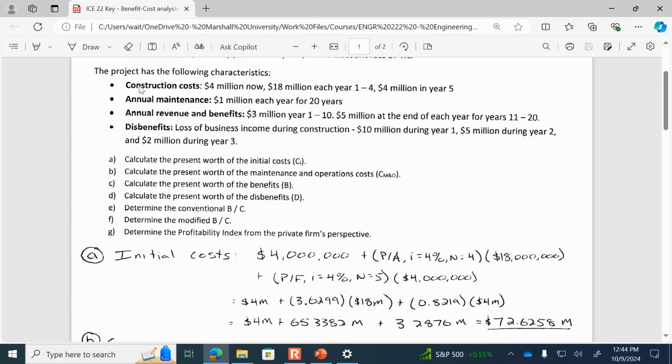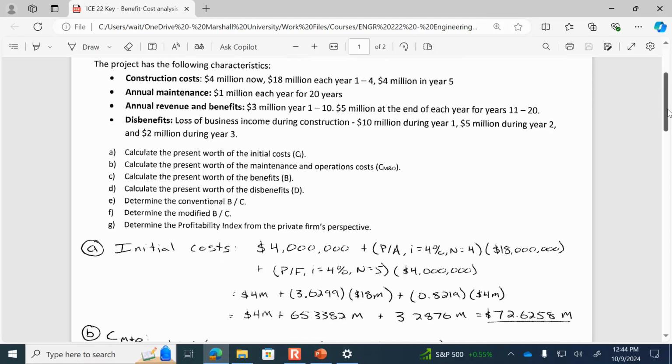Okay, so the initial construction costs of $4 million now, $18 million each year, years 1 through 4, and then $4 million in year 5. You'll notice on the whiteboard I also wrote the same thing where we're doing a find P given A for the $18 million each year, and then find P given F for that final $4 million lump sum 5 years in the future. So the cumulative initial costs taken to the present are $72.6 million.